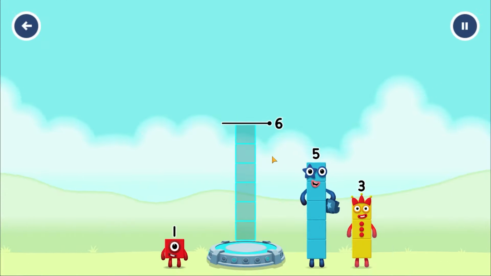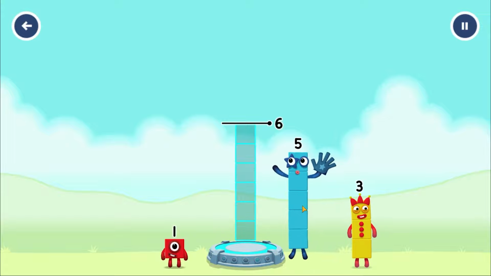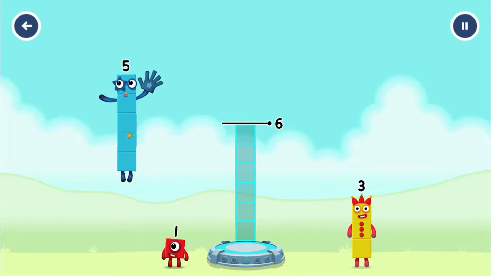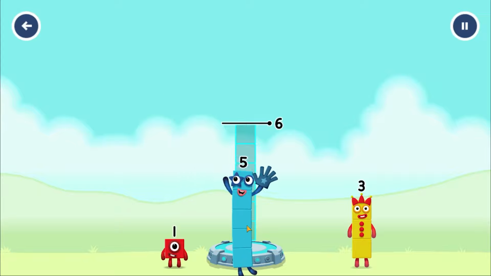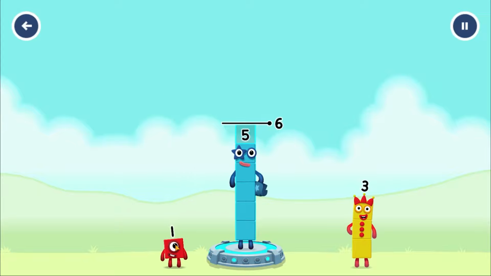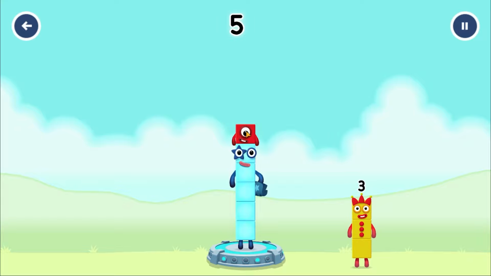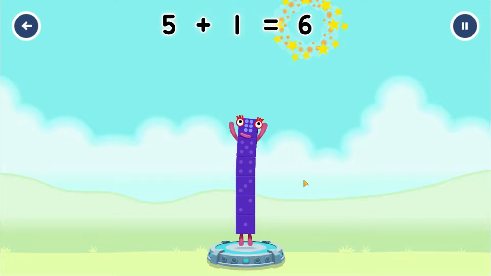Add number blocks to make 6. 5, 1. That's right. 5 plus 1 equals 6.